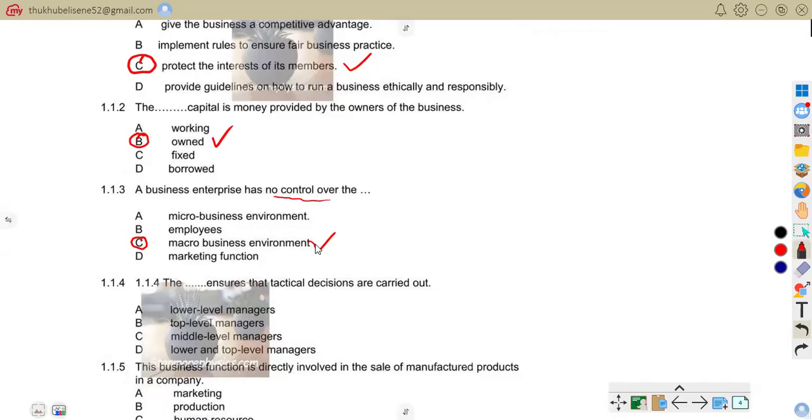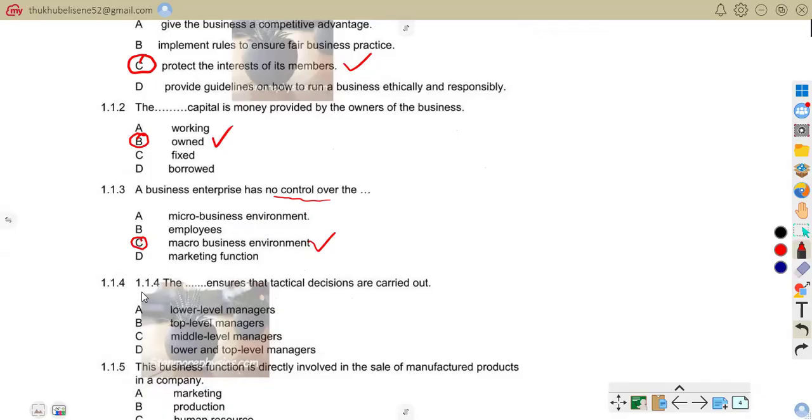So the correct answer is macro. Business has no control at all on the macro business environment. That is external factors beyond the business's control. We can talk of government policies, the economy, laws, and social trends that impact operations. The business has no control over that.